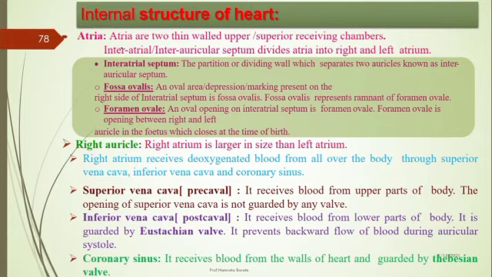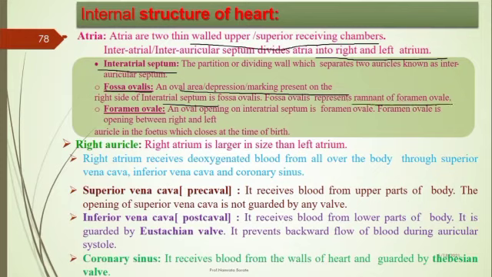Let me see the characteristics we learn in this point, that is the atria. Atria are the thin-walled, upper, superior receiving chambers. They are divided into the right and left atrium by the interatrial septum. On the right side there is the fossa ovalis, an oval depression present on the right side of the interatrial septum. It represents the remnant of the foramen ovale.